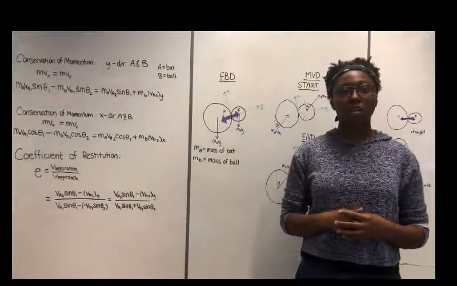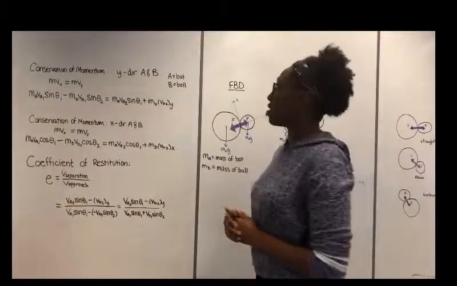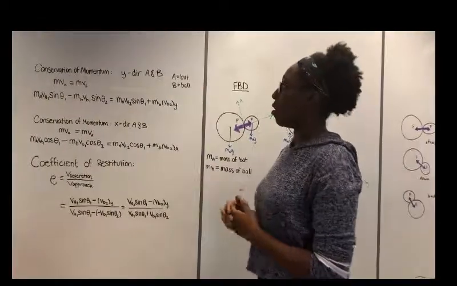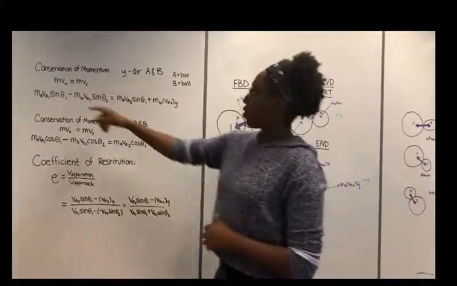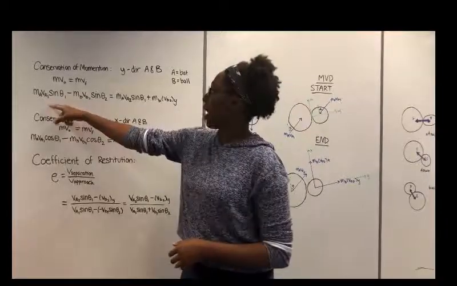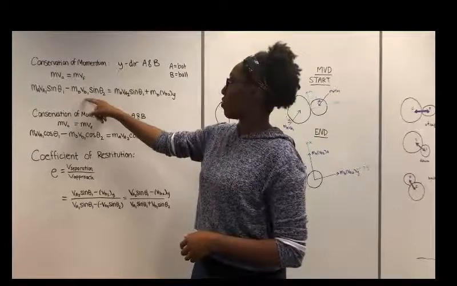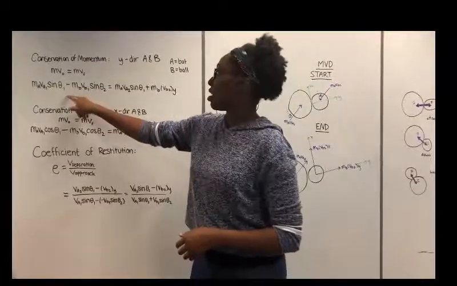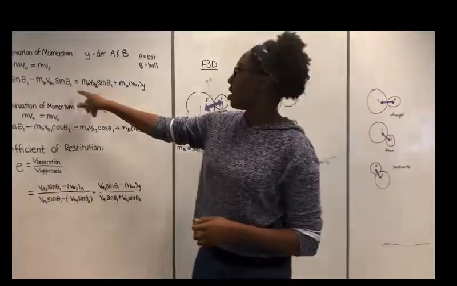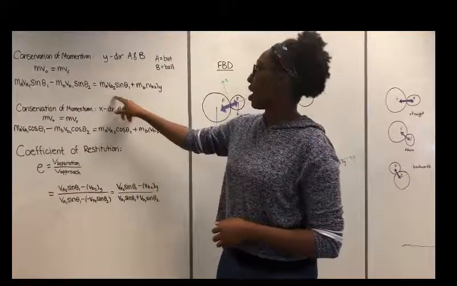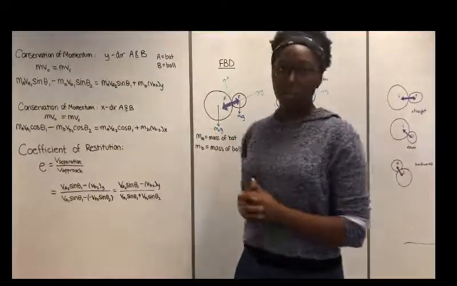Now let's see what it would look like if we wanted to solve for some of our values. First, we have a conservation of momentum in the y direction for the bat and the ball. We have initial momentum equal to the final momentum. For the initial momentum, we have MA VA1 sin θ1 minus MB VB1 sin θ2. This is a negative for the ball because the ball goes in the negative y direction. Next, we set that equal to MA VA2 sin θ1 plus MB VB2 in the y direction.